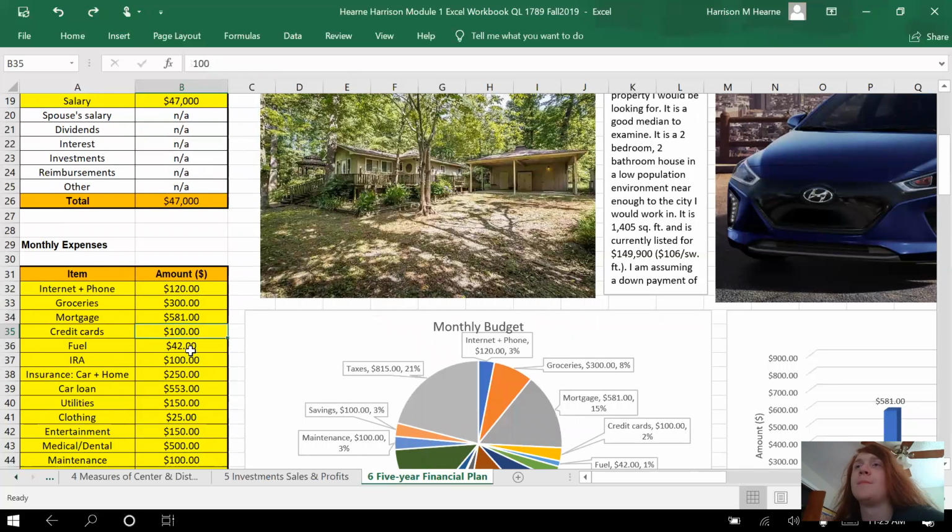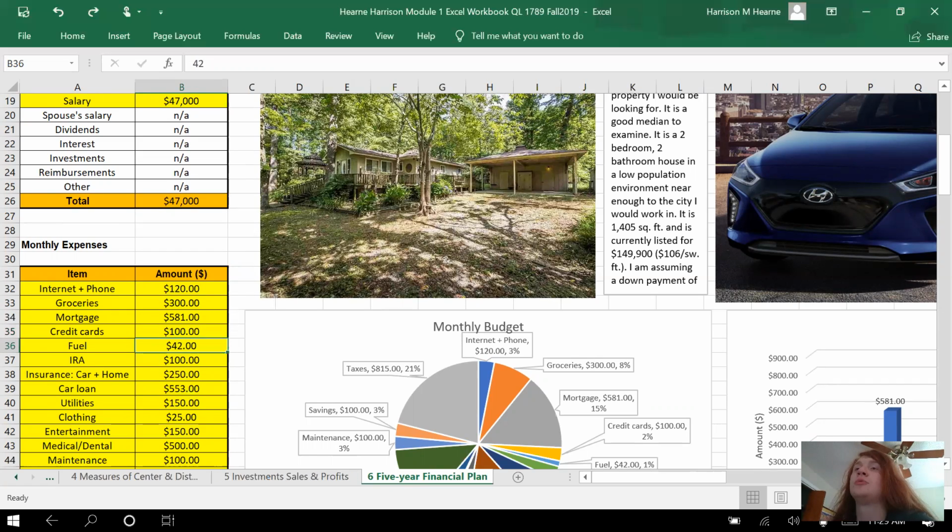Credit cards, this is just a general catch-all category towards credit card payments. I put it in at roughly 100. It wouldn't necessarily be that. For instance, when you're spending money on groceries, you may want to pay for those on a credit card and then completely pay that off at the end of the month to help build your credit. So this number here is more representative of the amount of credit that you're paying but not completely paying off.